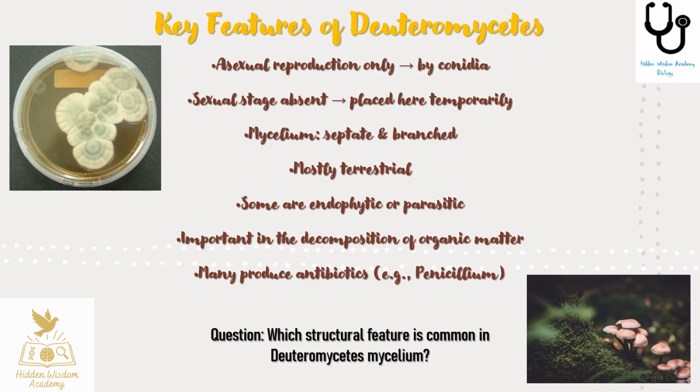Let's quickly revise the key features of Deuteromycetes, which include reproduction only through Conidia, since their sexual stage is absent. Their mycelium is septate and branched, and most are terrestrial. Some species are endophytic or parasitic, while many play an important role in decomposing organic matter. A few are also useful in producing antibiotics like Penicillium.